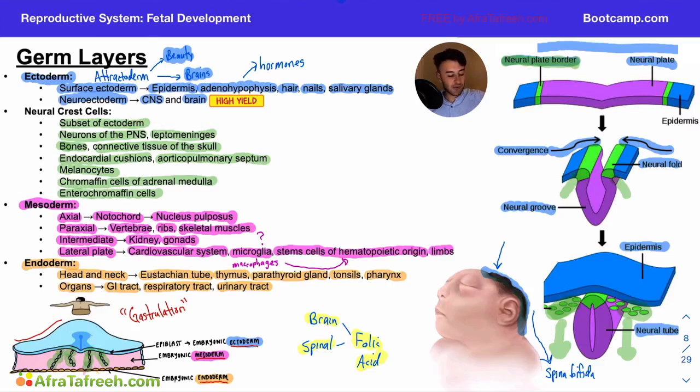To wrap up this video, remember that gastrulation is the event that creates our three germ layers: ectoderm, mesoderm, and endoderm. We also have that special function of neural crest cells, which are a special region of the ectoderm, and they create a high yield population of structures that test writers love to ask about on test day.